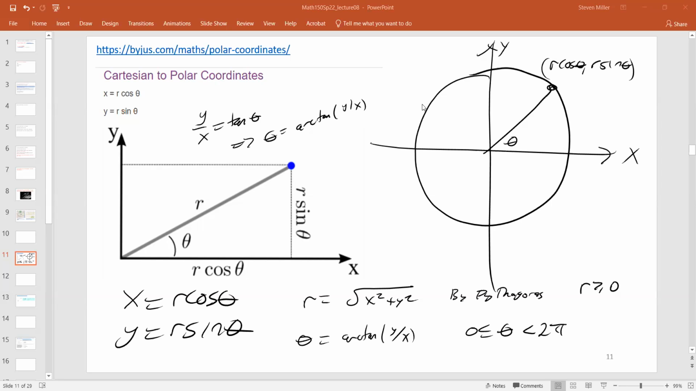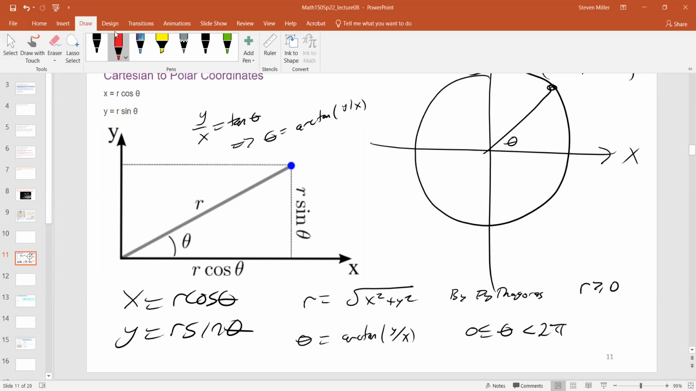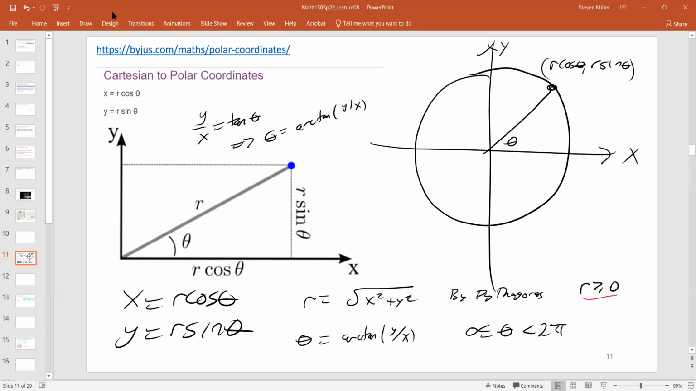If you did negative r... we can't do negative r, because remember, we're saying r has to be greater than or equal to 0. So we're not allowing that; if you could have negative r, then you could have multiple representations. You could do pi minus theta, but that would be a different point. So there is a place where you have more than one way of writing something.